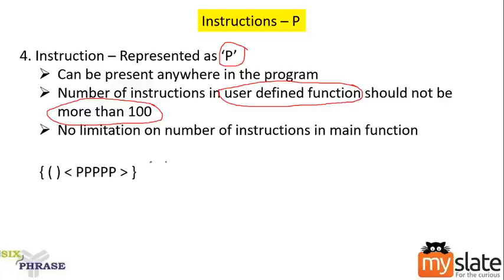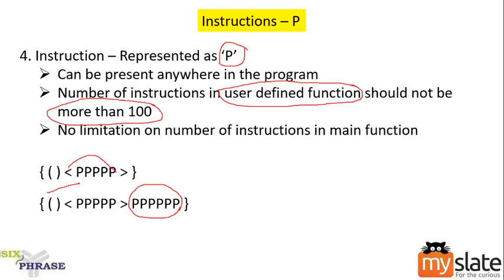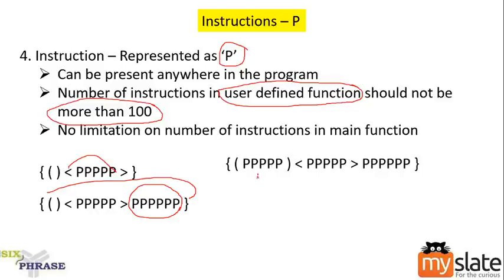We'll check whether everything works. Present within main. Within main means we will not check any condition. So this is going to work. Right? Next case. It is present within the program only. It is present within the curly brackets only. So not an issue. Next case, it is present within a user defined function. How many? 5. So, which is less than or equal to 100. If it is less than or equal to 100, we don't have any issues. So this is also okay.